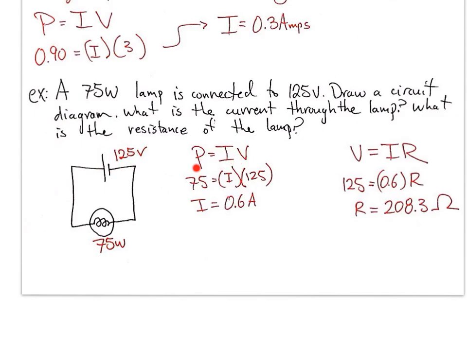After substituting into power equals current times voltage, with power measured in watts and voltage measured in volts, we can get 0.6 amps for the current. So that was, what is the current through the lamp? And then what is the resistance? Here's Ohm's law: voltage equals current times resistance. So voltage and current, and we solve and get 208.3 ohms for resistance. Okay, a couple examples there of circuits and calculating current, voltage, power, etc.